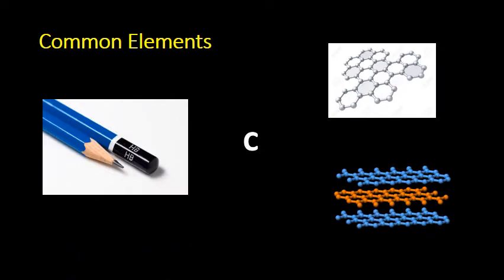Another element you should know is graphite. Graphite's just made up of carbon atoms. They're in these nice layers like that, and there's some bonds here, but it's only made up of carbon.